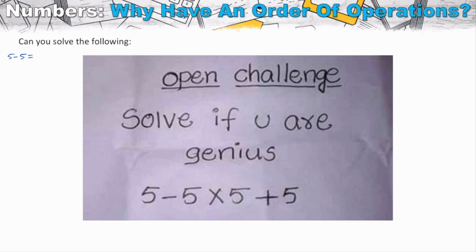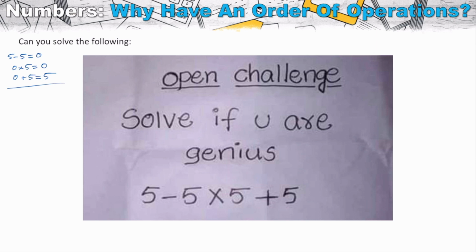All right, but 5 subtract 5 is going to be 0. Our solution to that, we've got to multiply by 5 next. So 0 times 5 is going to be 0. And then we've got to add 5. So 0 plus 5 is equal to 5. And there's one potential solution that people are getting. Okay, and they've got a fair argument for that solution.